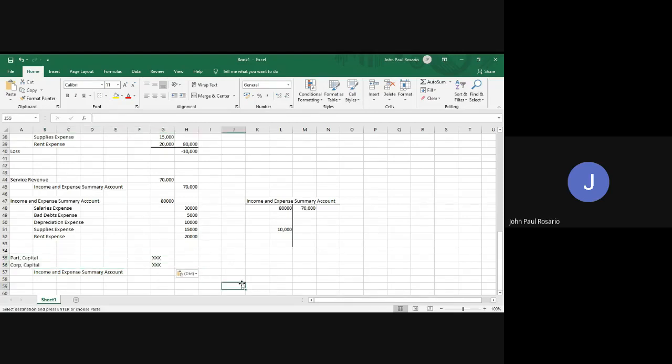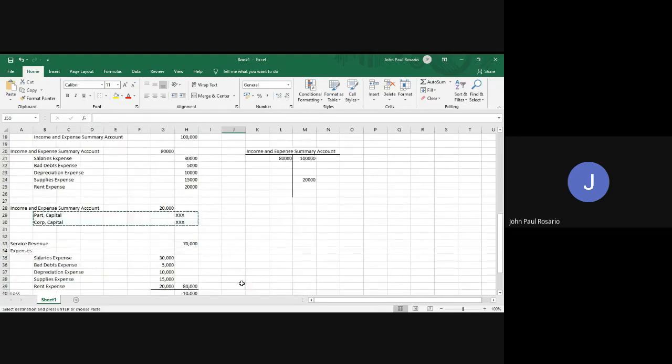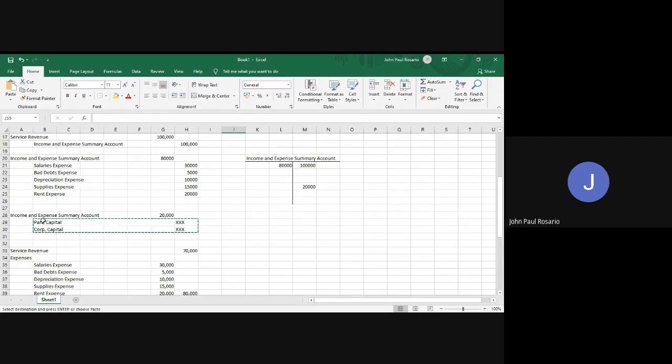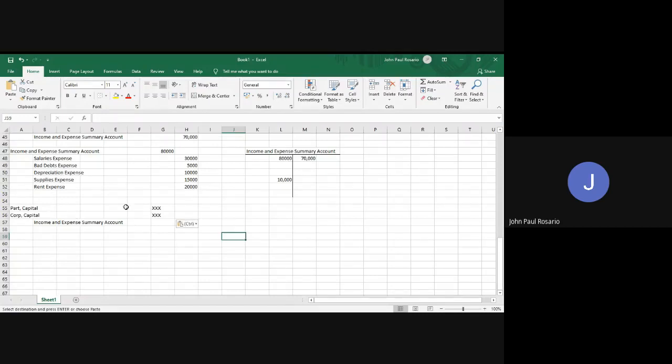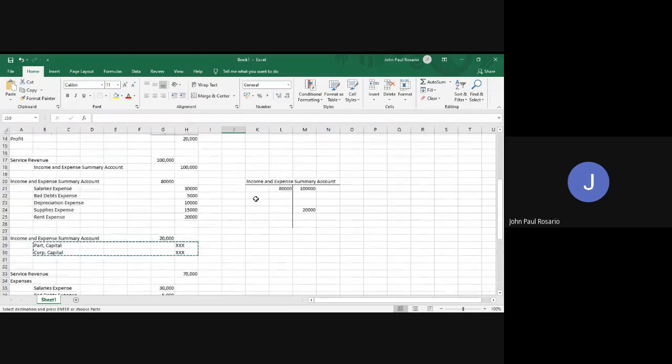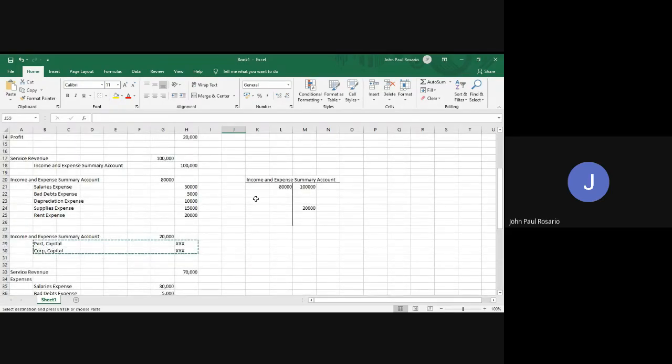As you can see, guys, profit increases the partnership capital because we credit it, while the loss decreases partnership capital because we debit it. So to prove it, the income and expense summary account also becomes zero.